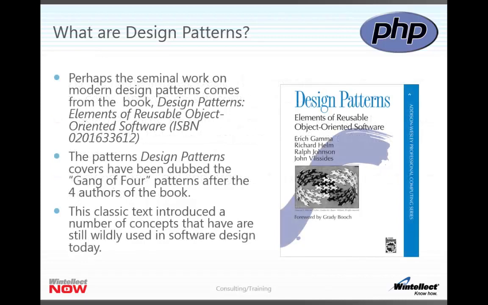Perhaps the seminal work on modern design patterns comes from the book Design Patterns: Elements of Reusable Object-Oriented Software. This book is by four authors, Erich Gamma, Richard Helm, Ralph Johnson, and John Vlissides. These four authors have collectively become known as the Gang of Four, and the patterns in this book have become known as the Gang of Four patterns because of the authors. This book, while it's 20 years old, is still widely popular, and the reason is that the patterns in this book were collated in such a way that a lot of people, when they started picking it up and reading it, said, oh, this is really good stuff, and it has gone on to influence several books available on the market even today.